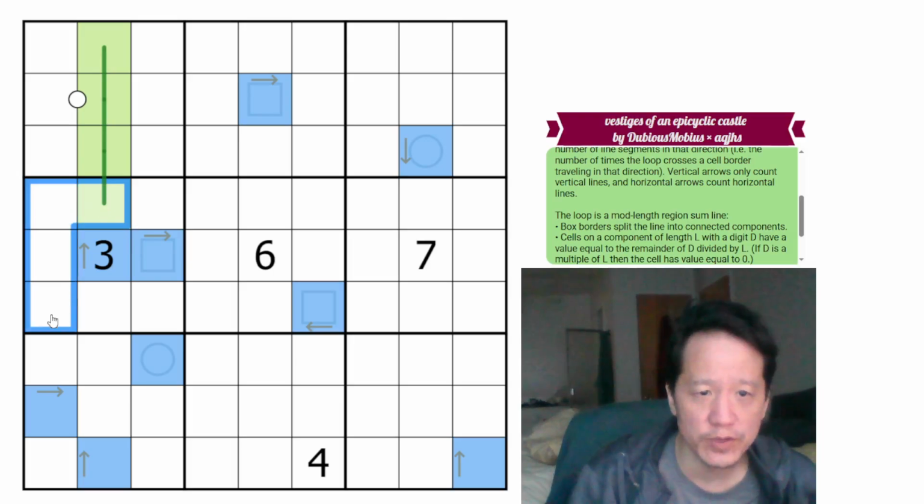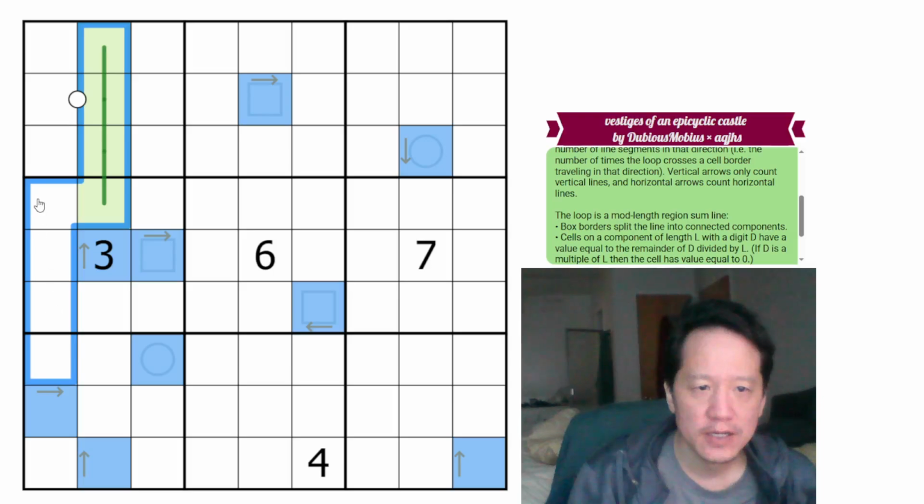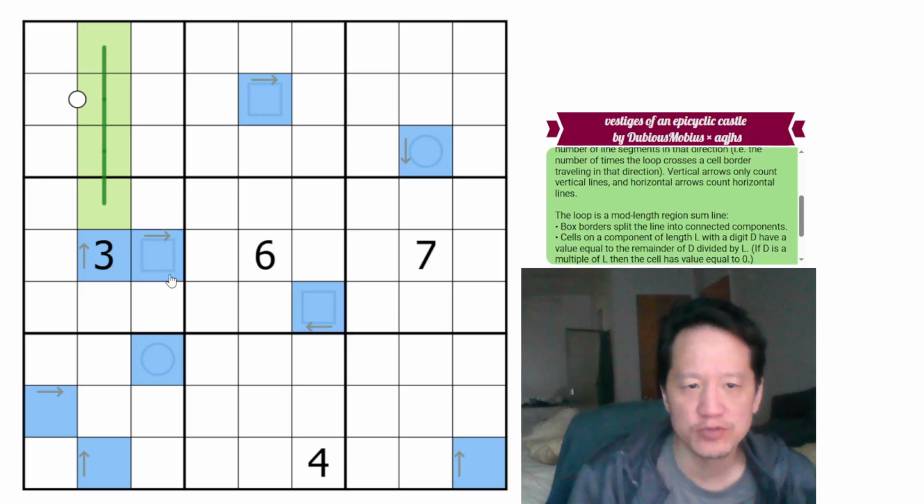If it goes this way, there's no way that it can go back here and exit back out and exclude this from inside the loop, right? If it goes this way, it essentially has to enclose this cell, and this cell is supposed to be outside the loop. So this can never go this way. It has to always go this way.